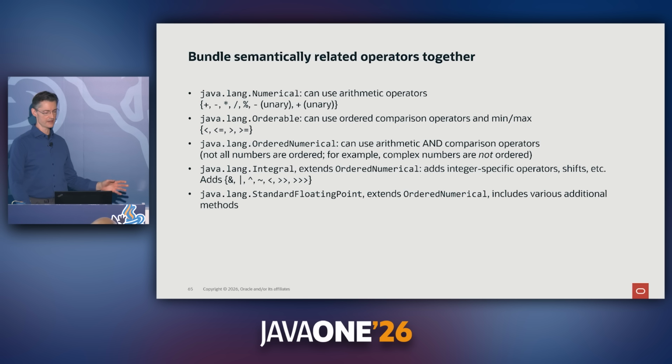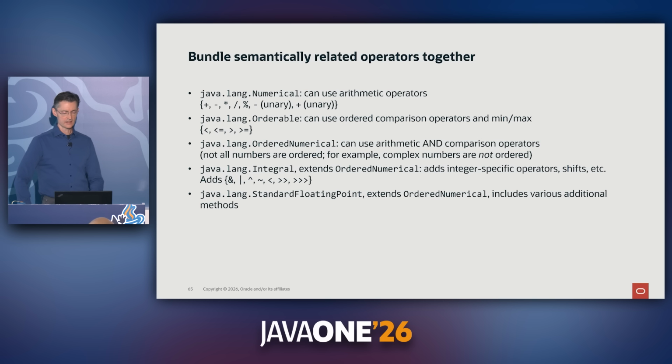There'd be a separate interface, say Orderable. You could use the comparison operators. OrderedNumerical if you use both. The reason these aren't all combined in one, the arithmetic and ordered operators, is there are some kinds of numbers that aren't ordered. Mathematically, for instance, the complex numbers are not ordered. They're not an ordered field.